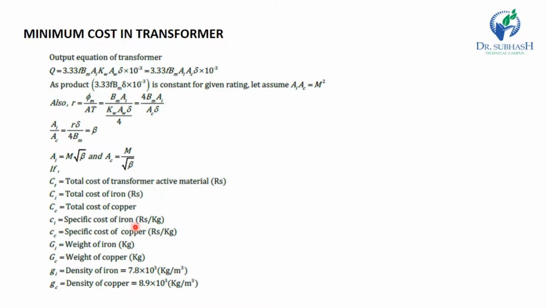ci is the specific cost of iron in rupees per kg, cc is the specific cost of copper in rupees per kg, Gi is the weight of iron in kg, Gc is the weight of copper in kg, and small gi is the density of iron, which is 7.8 into 10 raised to 3 kg per meter cube, and small gc is the density of copper, 8.9 into 10 raised to 3 kg per meter cube. These are also called the specific weights of iron and copper.